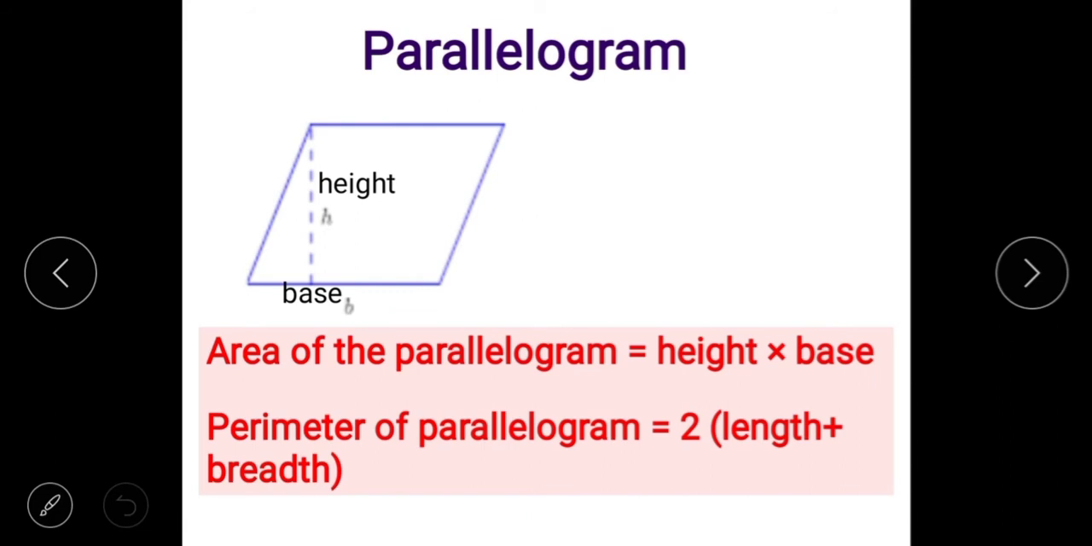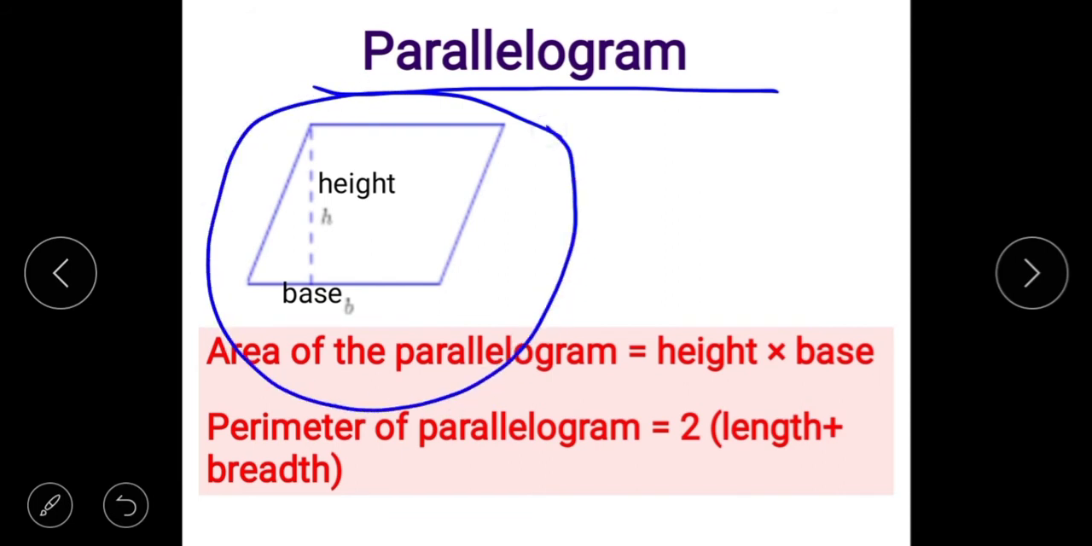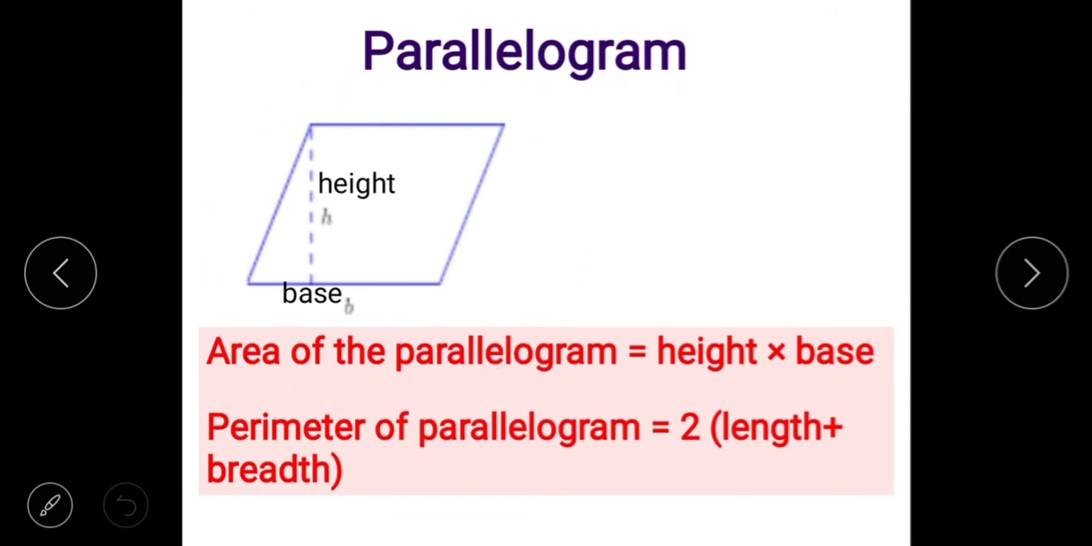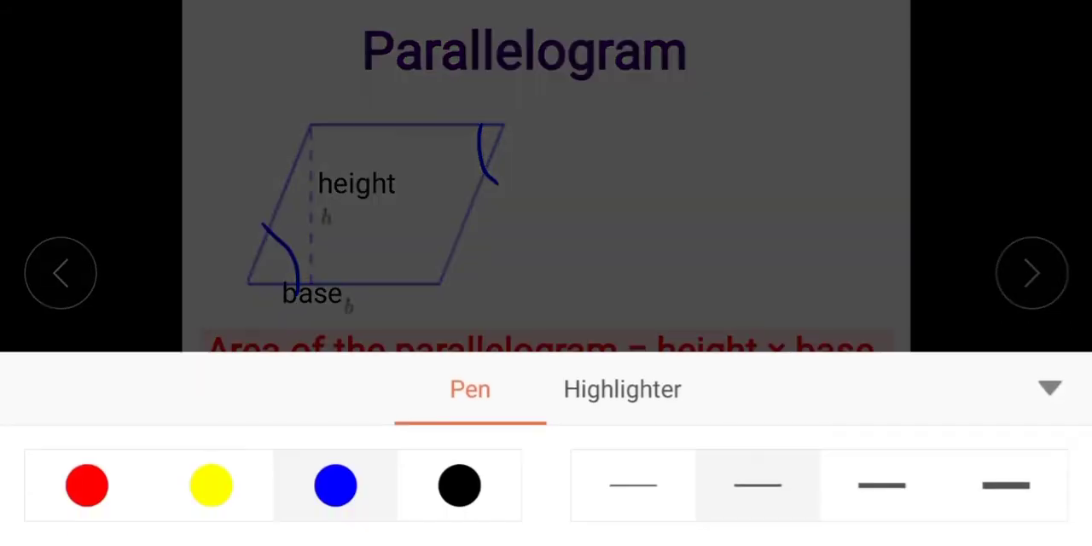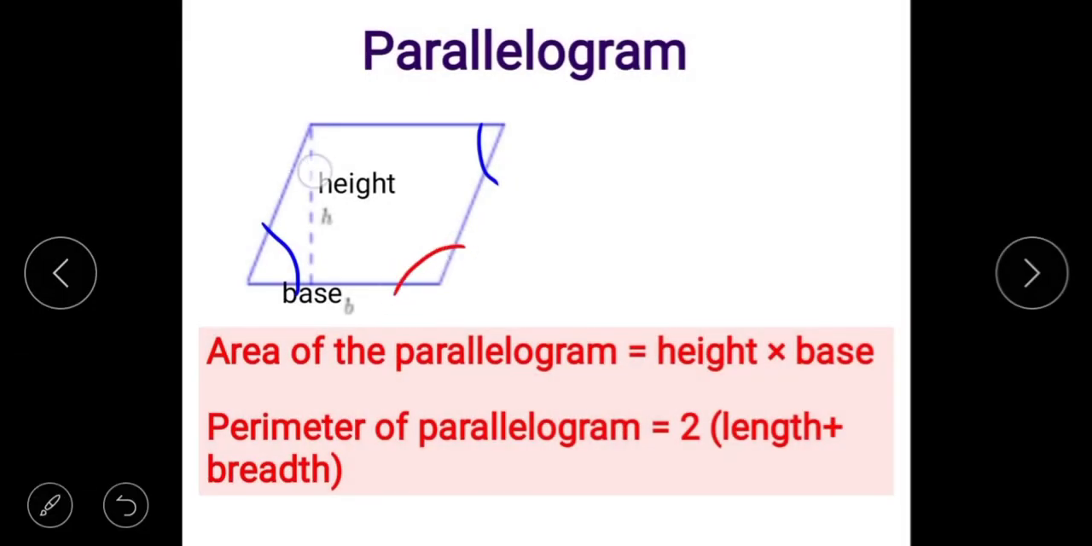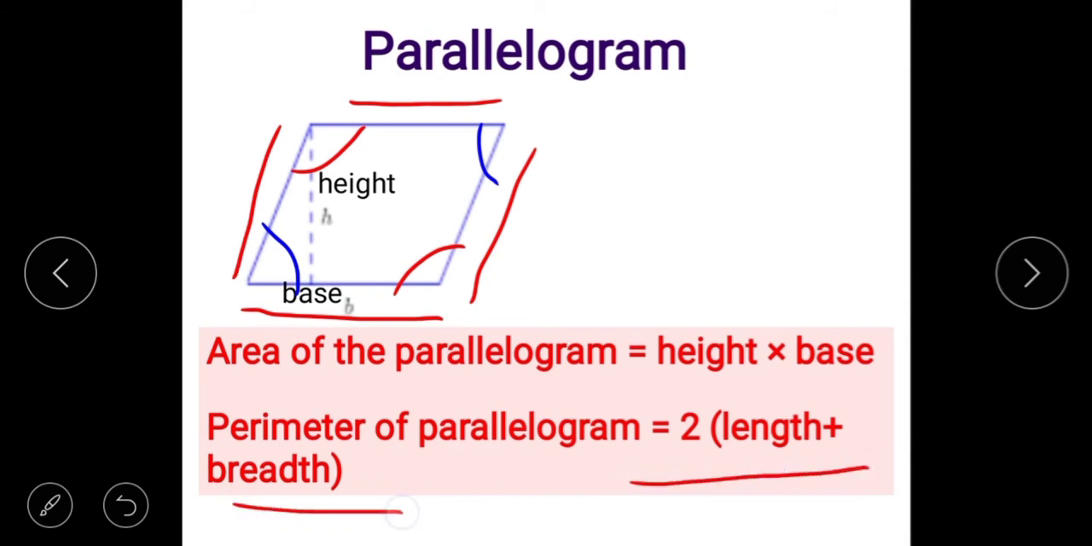Now this is the next shape, which is called parallelogram. A parallelogram again has four sides. Opposite sides are equal and parallel, and opposite angles are also equal to each other. This angle is equal to this angle, and this angle is equal to this angle. Let us talk about the perimeter. This is breadth, length, breadth, length. Again twice the sum of the length and breadth as in rectangle.